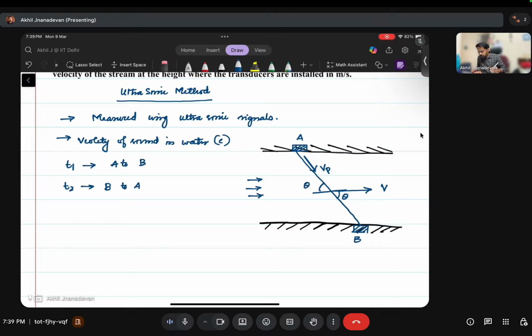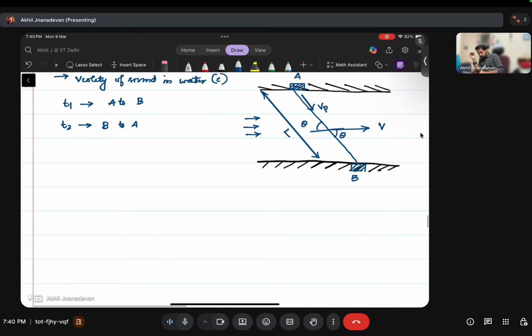This we will be measuring, and the total inclined length of this we will already know because the locations of the transducers are fixed. That is length L, right? So now we can write the equation for T1 and T2.